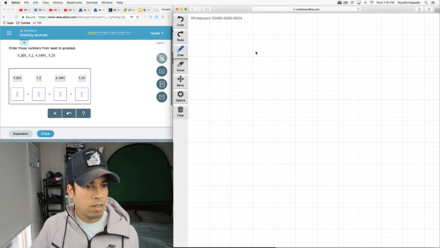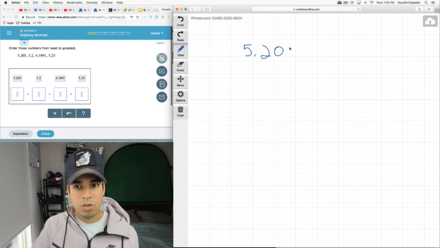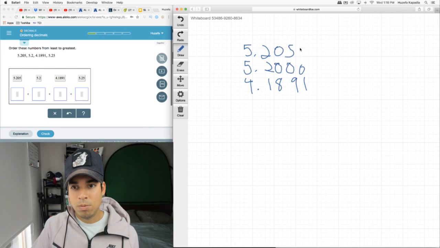All right, let's see this guy here. 5.205, 5.2. I'm gonna round it out with more zeros. 4.1891. Add zeros here to make those equal. You see how I'm being very careful with my placements. And then 5.25 and add 2 zeros. All the dots are lined up nicely. Now let's do our comparison.